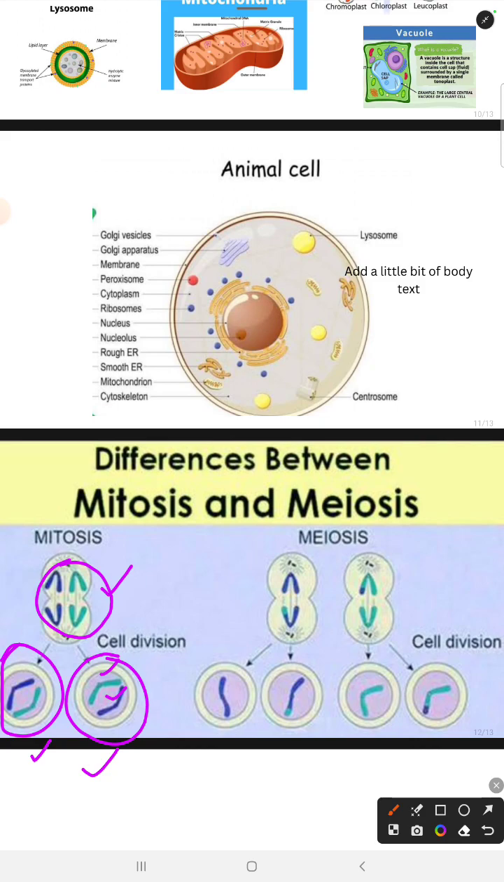Meiosis happens in germ cells or the reproductive cells, and its purpose is sexual reproduction. Here in this process, from the parent cell we get four haploid daughter cells. Haploid means the cells will contain only one chromosome part, not a pair. And this shows increased genetic variation due to meiosis.